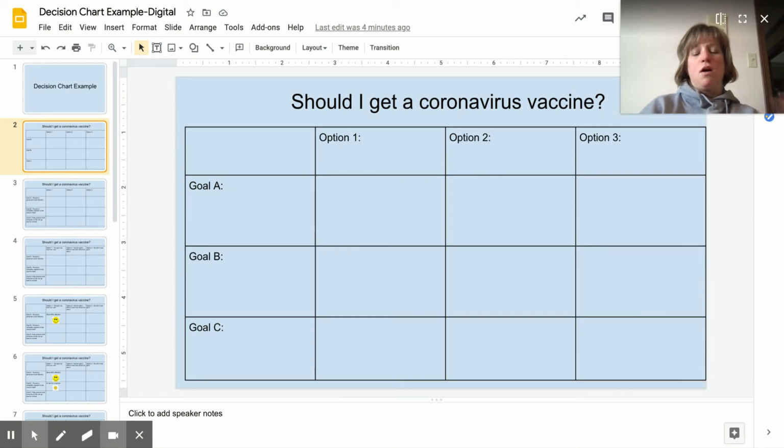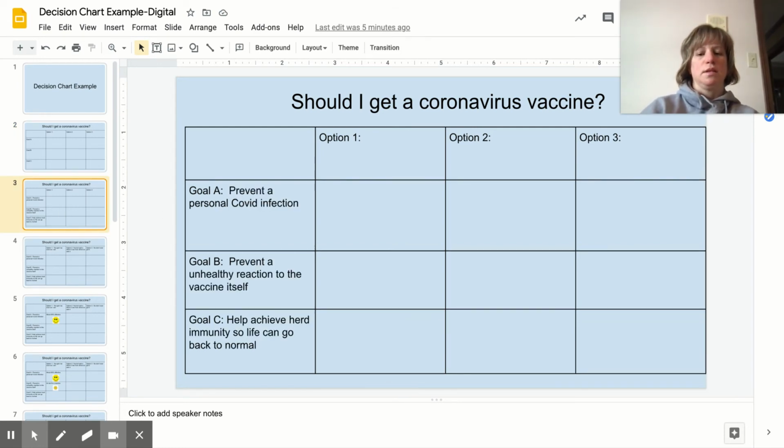I always start with goals, but you wouldn't have to. You could start with options. But here's really what I was thinking personally for goals with the coronavirus vaccine. My first goal is, and this is in no particular order, that I want to prevent a personal COVID infection. My second goal is that I want to prevent an unhealthy reaction to the vaccine itself. You maybe have heard of people having allergic reactions or getting sick for a few days after, and I'm hopeful to prevent that. And then goal C is to help achieve something maybe you've heard of called herd immunity.